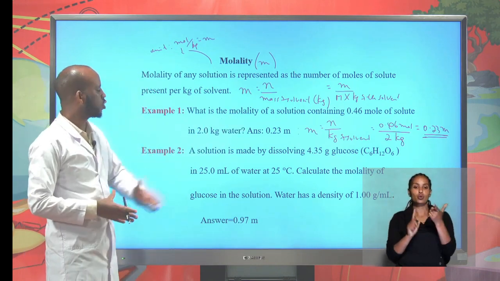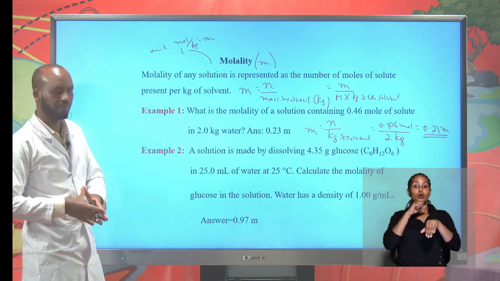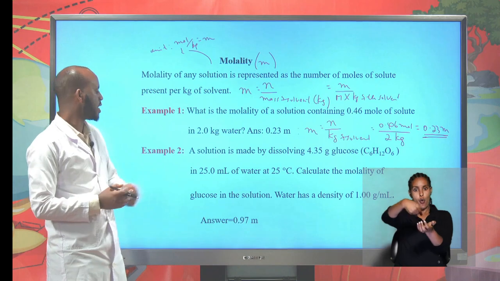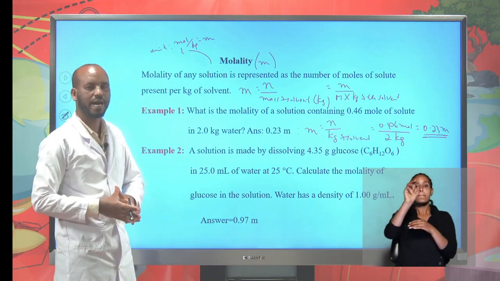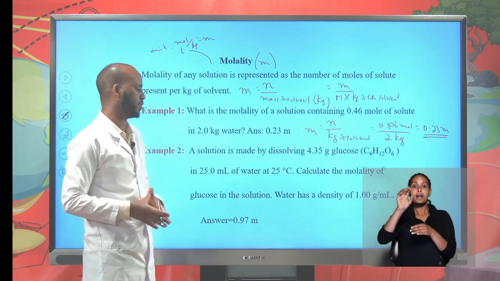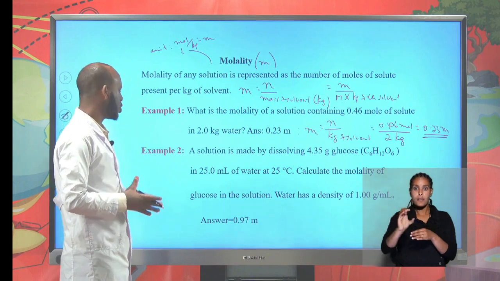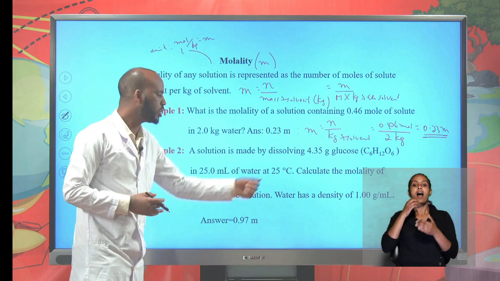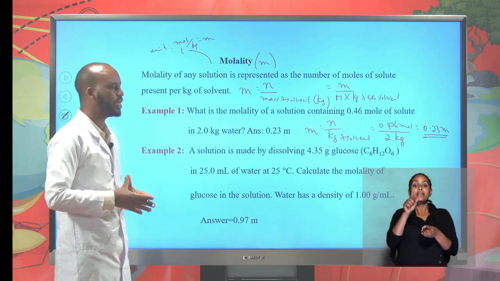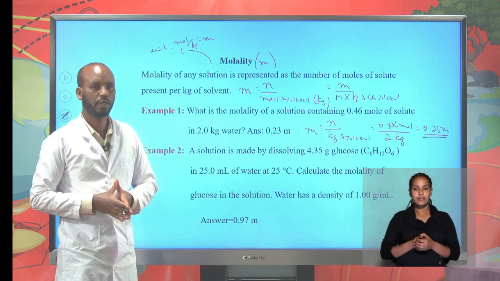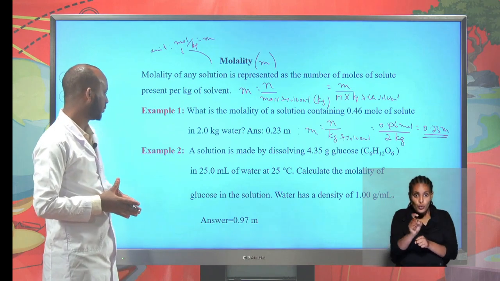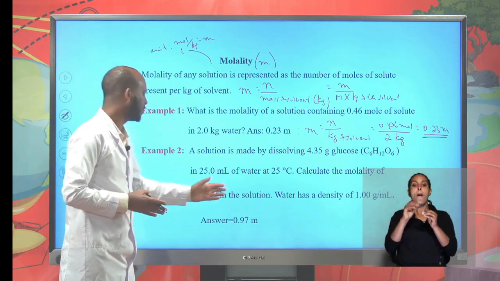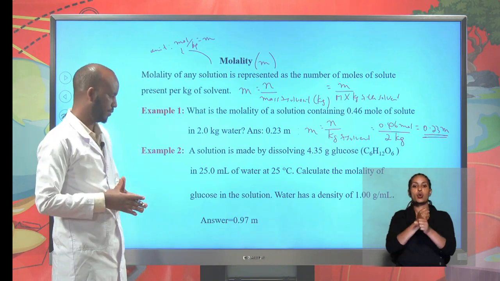Example 2. A solution is made by dissolving 4.35 gram of glucose in 25 milliliter of water at 25 degrees centigrade. Calculate the molality of glucose in the solution. Water has a density of 1 gram per milliliter. You are asked to calculate molality of this solution.